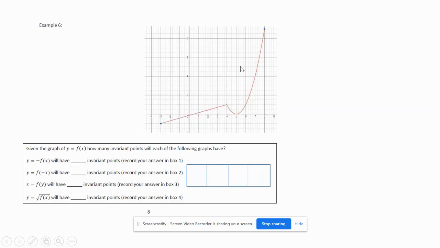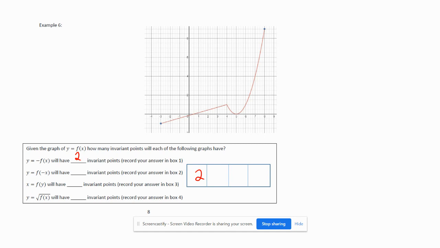Okay, example 6. So this is tying with some of our transformations as well, talking about our invariant point rules. Okay, so with a variety of transformations that we're going to have, we could have different amounts of invariant points. First question, y equals negative f of x will have blank invariant points, because we're talking about the number of invariant points here, okay? So what this means here is this negative is talking about a reflection in the x-axis. So that means x-intercepts are going to be your invariant points. Well, I have 1, 2 x-intercepts, so I'll have 2 invariant points.